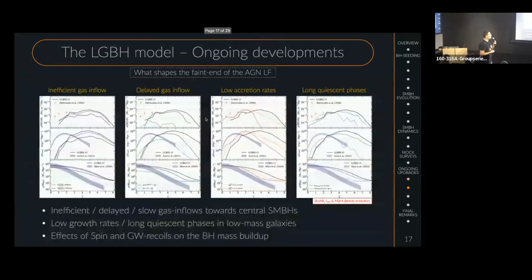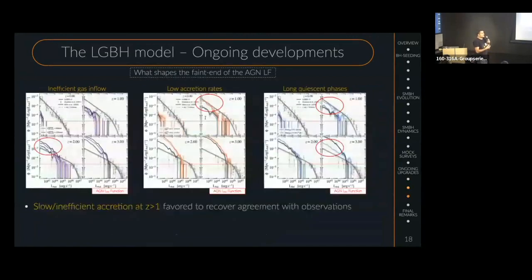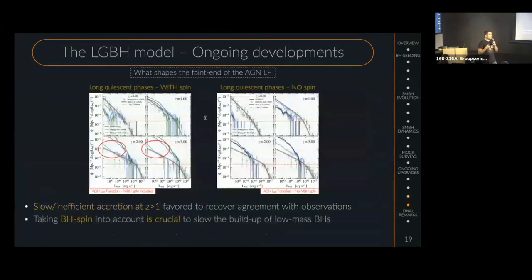So what we did recently is to explore different prescriptions for how the gas actually reaches the black hole or how the black hole consumes its gas. I'm not going into detail here, but you can ask me, of course. And we are starting to see some favoring towards, for instance, low accretion in low mass systems, or the need to account for the spin of black holes to slow or delay the growth at high redshift and recover the luminosity function of AGN at redshift 2, 3, and 4.